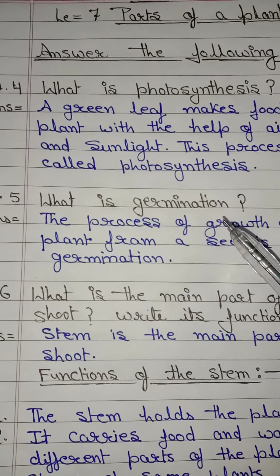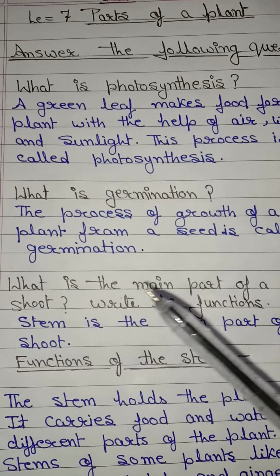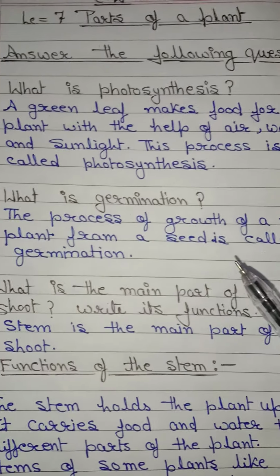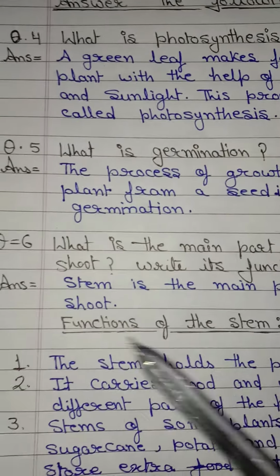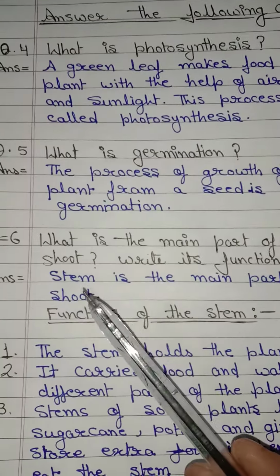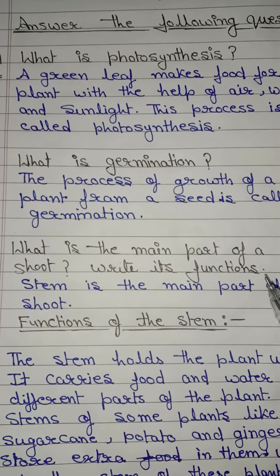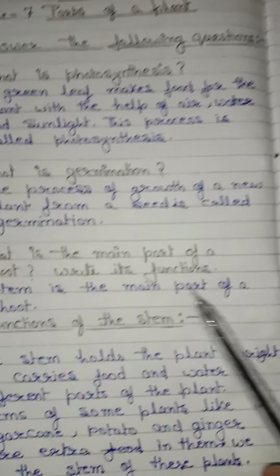What is germination? The process of growth of a new plant from a seed is called germination. Okay. Now, question number 6. What is the main part of a shoot? Write its functions. Now, stem is the main part of a shoot.